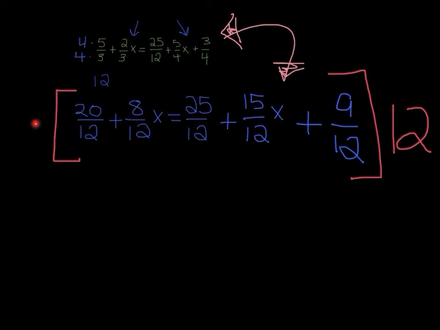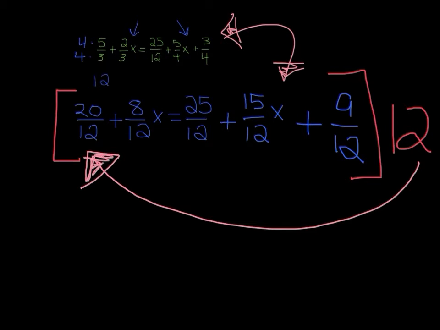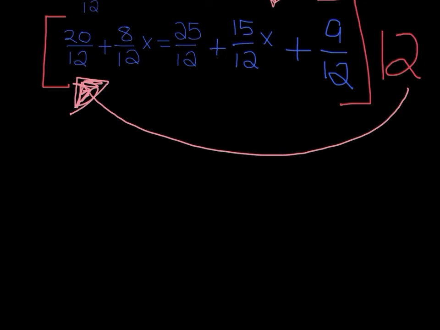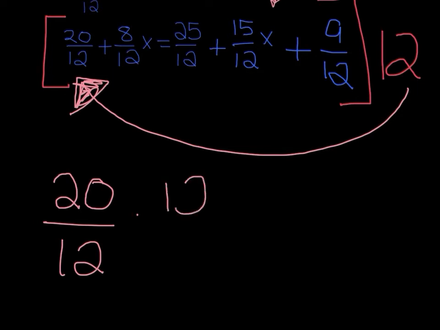Now, I'm just going to show you one example. What happens when I multiply 12 and 20 over 12? I'm going to draw an arrow to show that that's what I'm doing. I'm just going to do the one example to show you how the denominator will disappear when I perform this operation. When we take 20 over 12 and we multiply it by 12 over 1, the 12s cross cancel and we are left with 20.